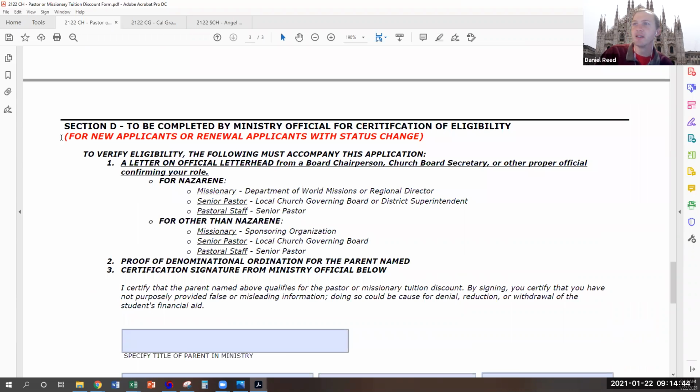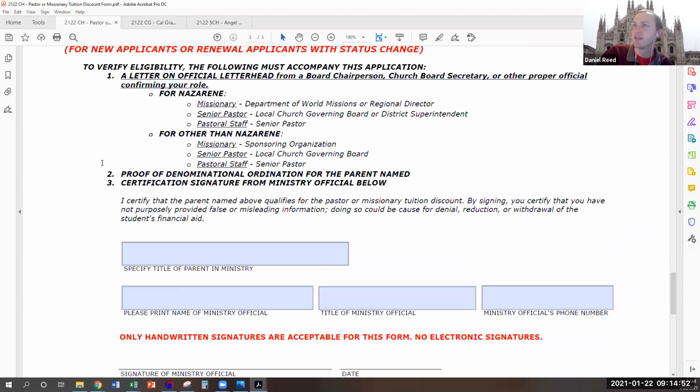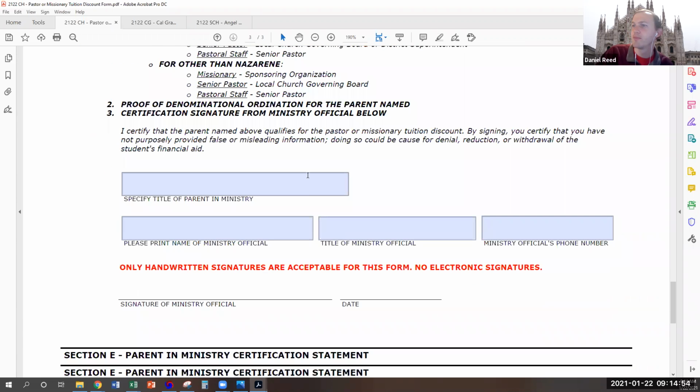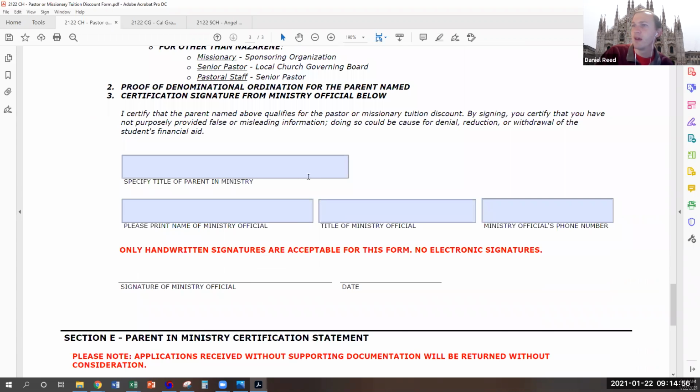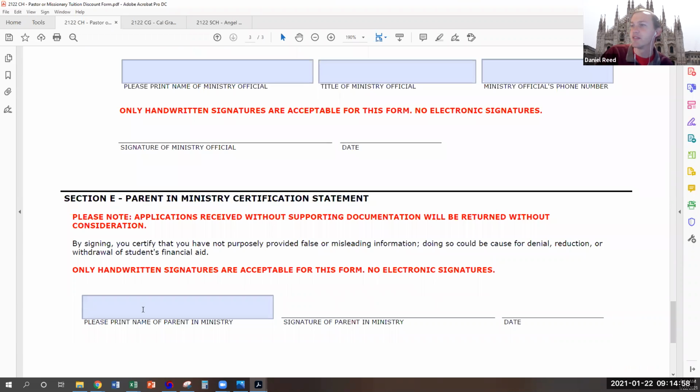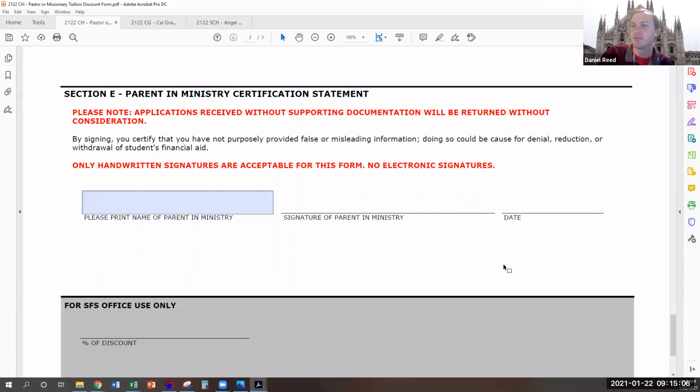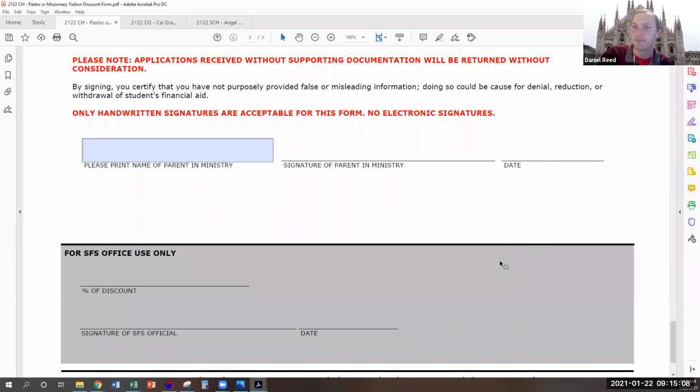Section D, again, is for new applicants or renewal applicants with the status change. So section D is the same as it was before. And section E is just the signing of the form. Print the name, parent ministry, signature of the parent ministry, date, and sending it in.